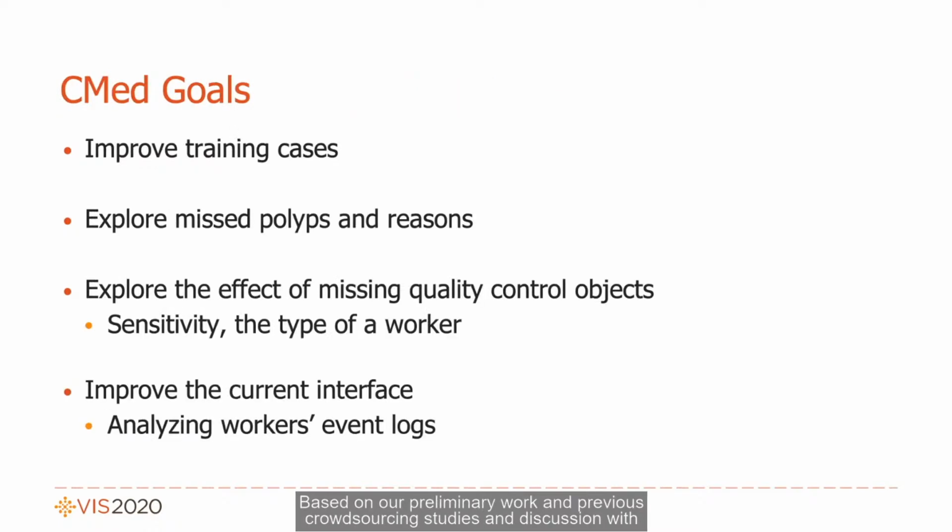Based on our preliminary work, previous crowdsourcing studies, and discussion with radiologists, we characterized the following goals. Improve training cases based on exploring false positives of workers, explore missed polyps and see why workers miss them, explore the effect of missing quality control objects on sensitivity and the type of worker, and improve the current interface based on analyzing the workers' event log.